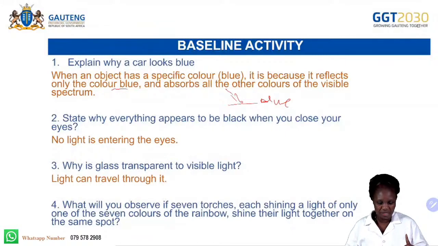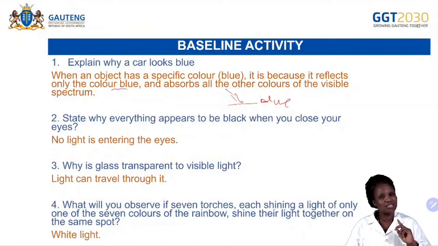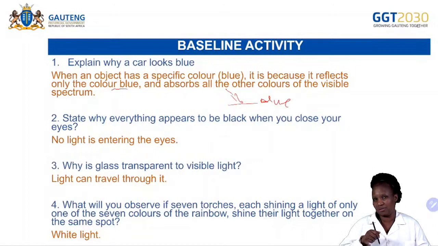What will you observe if 7 torches, each shining a light of only one of the 7 colors of the rainbow, shine their light together on the same spot? Right? That will be white light. Okay, it will be white light.